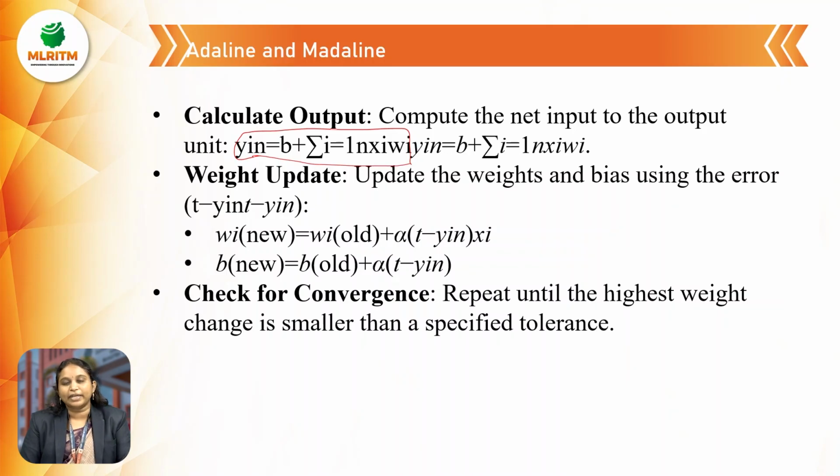And also we can update the weights. That is the next step. Update the weights and the biases using the error, t minus yin, where we calculate the error value, and then update the weights and the biases through the displayed formulas. Then in the next step, check for convergence, that is, repeat until the highest weight change is smaller than the specified tolerance.